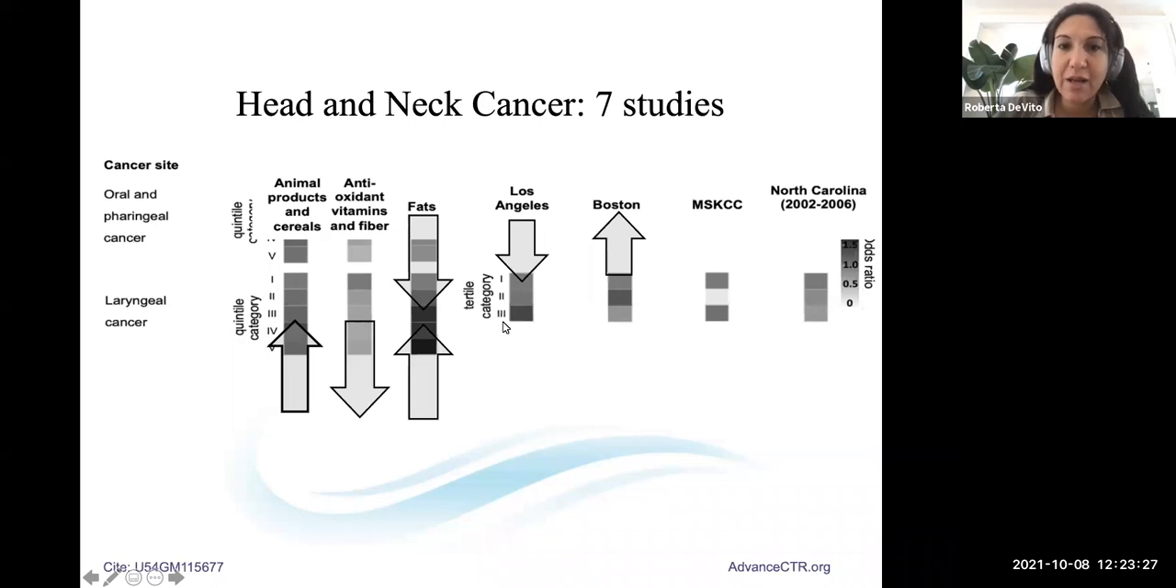And finally, for Los Angeles and Boston, for the same cancer site, we have a sort of double behavior. So the dietary pattern of Los Angeles will reduce the probability of having oral cancer, but the dietary pattern of Boston will increase the probability of having oral cancer.